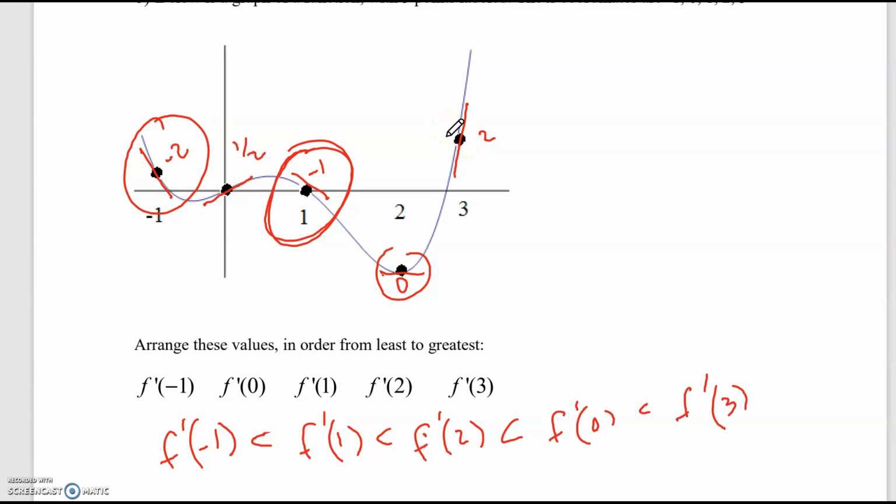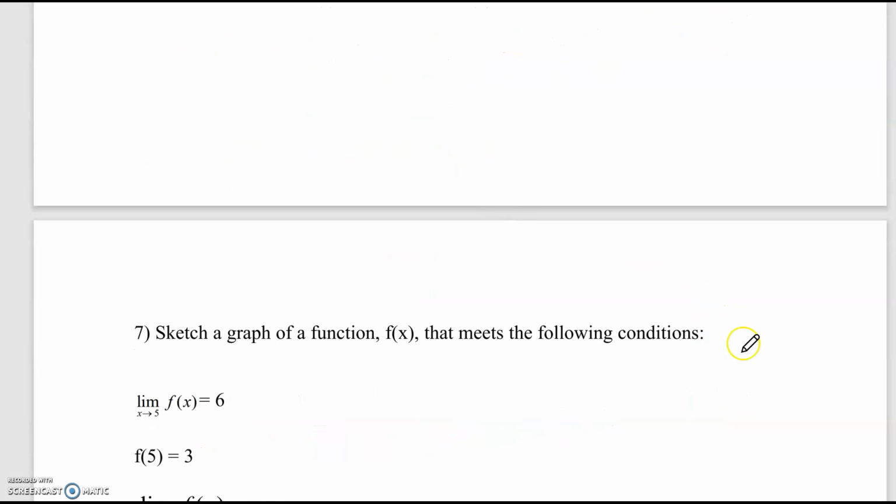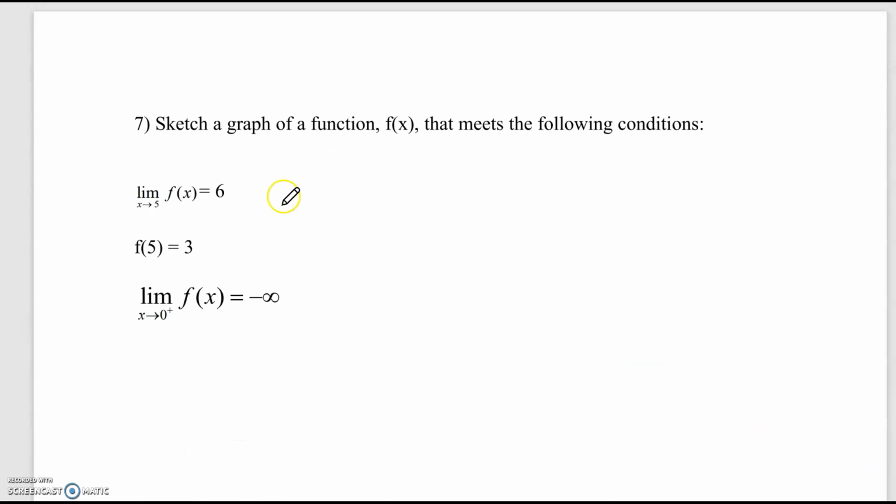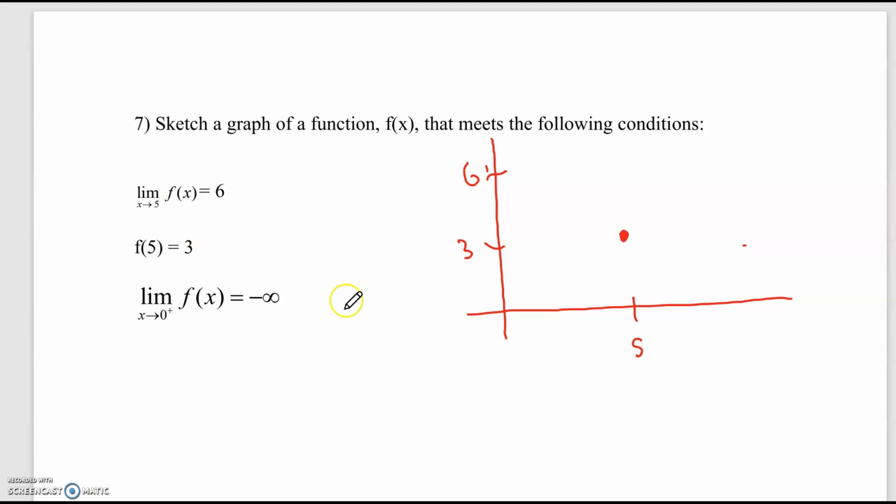Okay, last one, question 7. Sketch a graph. So first of all, you have x equals 5. You have the limit as x goes to 5 of f(x) equals 6. So here's our y-axis. Here's 6. So f of 5 equals 3, however. So you put a dot. F of 5 equals 3, but the limit equals 6. So you need an open circle. And then remember, this is x approaches 5 from both sides. So from both sides, you had to have the function approaching 6.